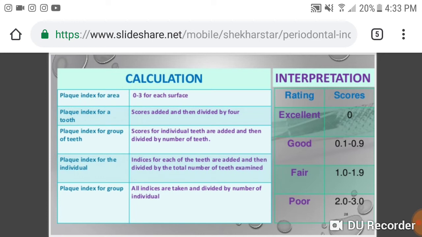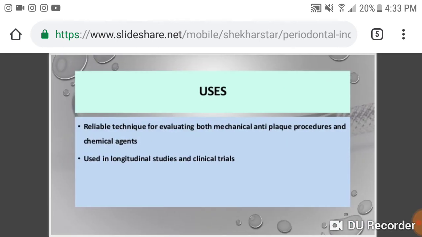Interpretation: ratings, then score. Score 0 means excellent. Score 0.1 to 0.9 means good. Score 1.0 to 1.9 means fair, and score 2.0 to 3 means poor. Uses: a reliable technique for evaluating both mechanical anti-plaque procedures and chemical agents. Used in longitudinal studies and clinical trials.